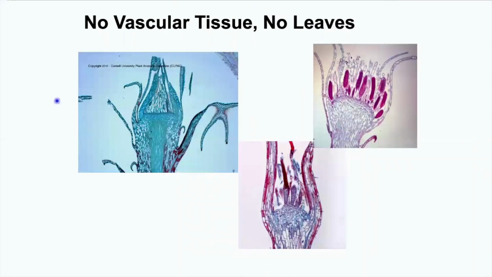Here's some micrographs just showing you what this all looks like. Here is a female, and so we've got the archegonia up here. Here's a close-up. You can see the egg cells right in there. And here's a male, so these are all the sperm being produced in the antheridia.